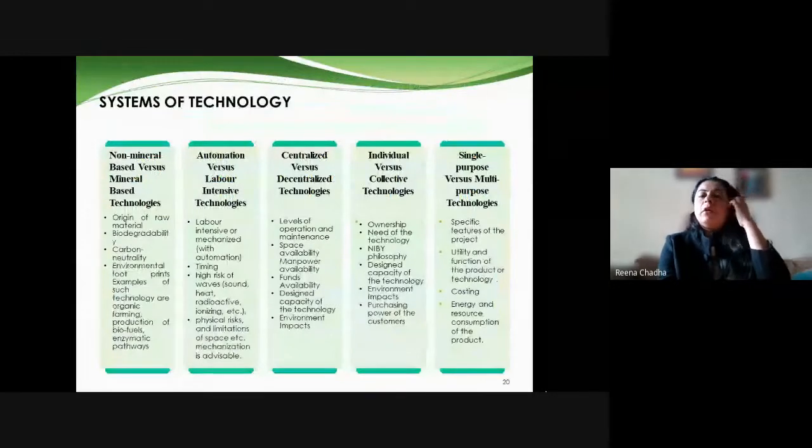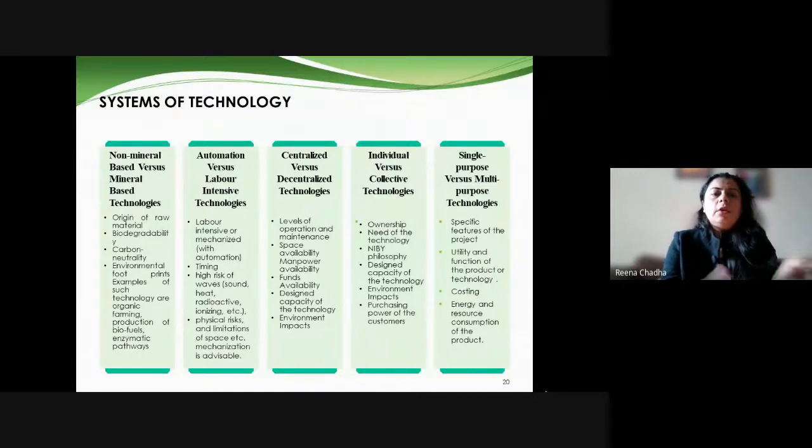So we have broadly discussed all these systems of technology: non-mineral based versus mineral based technologies, automation versus labor intensive technologies, centralized versus decentralized technologies, individual versus collective, and single purpose versus multi-purpose. These are different kinds of systems of technology. So whenever you design a product, you have to see what kind of system you are going to incorporate, and accordingly what kind of management, manpower, and technological advancements you will require.